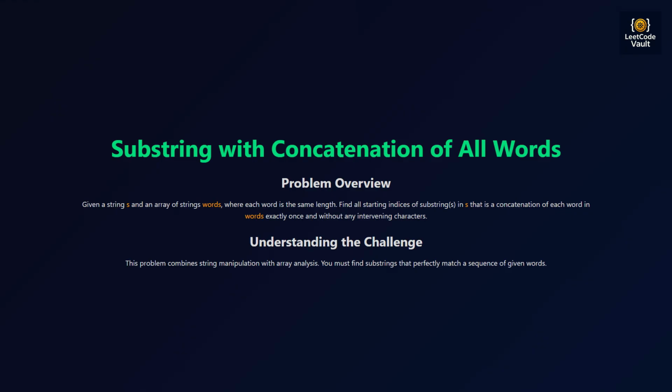Think of it like this. You have a large text and you have a set of words. We need to find all places where those words appear consecutively in the order they're given within the larger text.